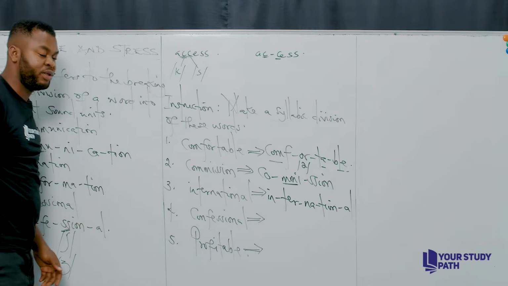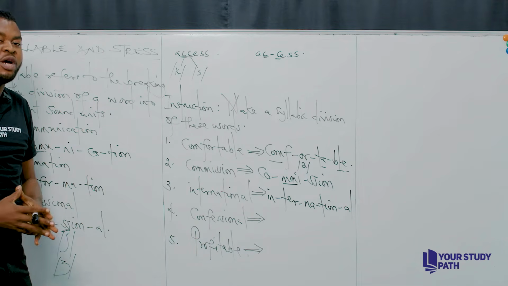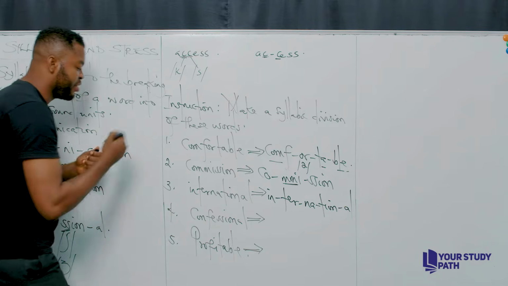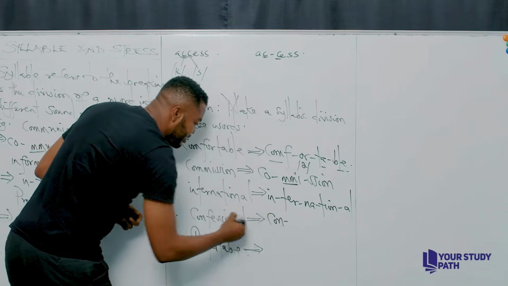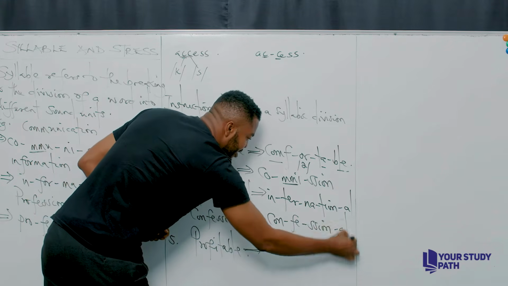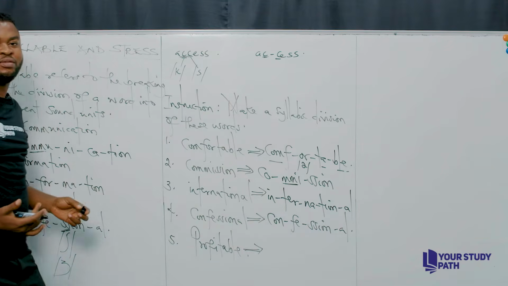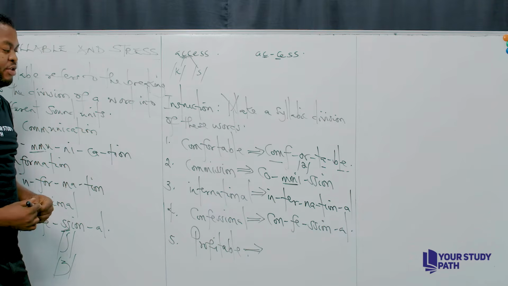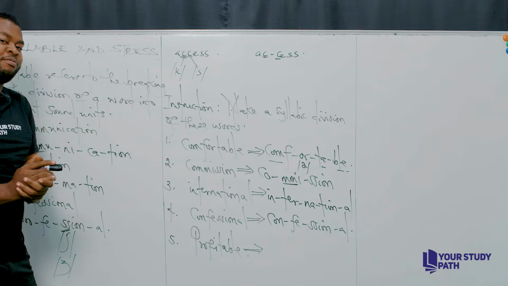Let's look at the fourth word. What do you have? "Confessional." Now, in confessional, you have CON-FES-SION, then you have AL. That's the syllabic division of the word confessional.